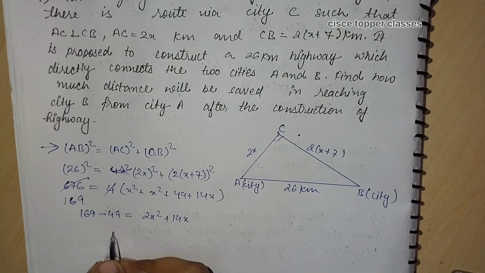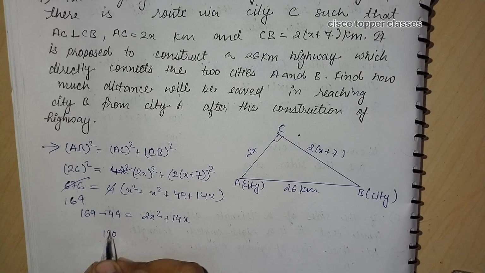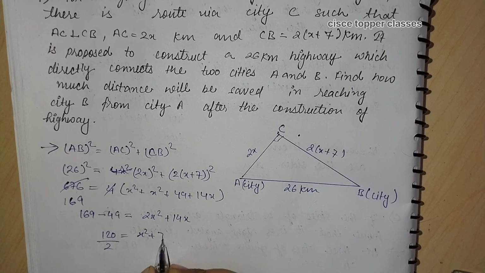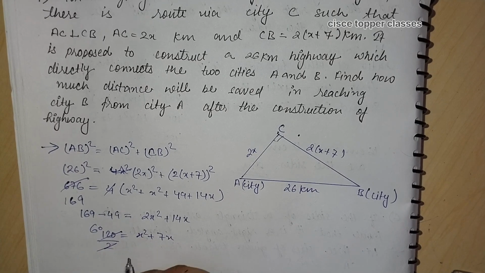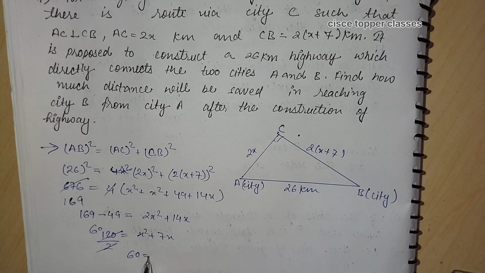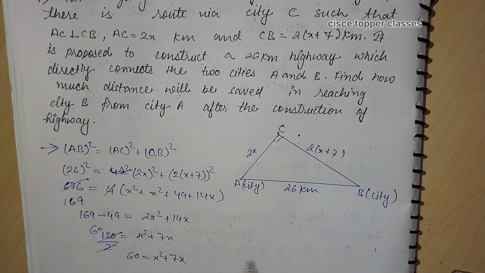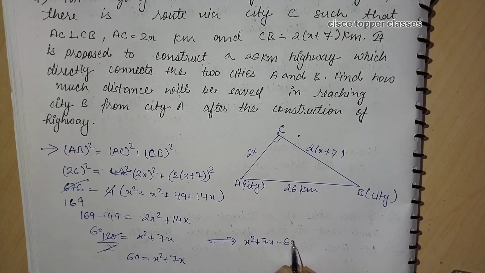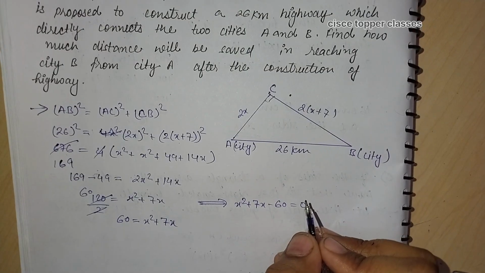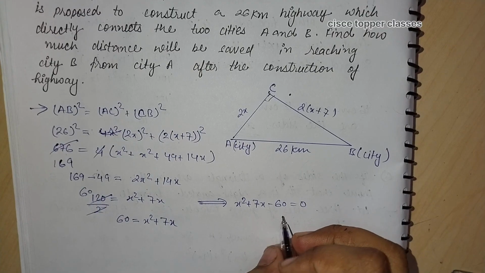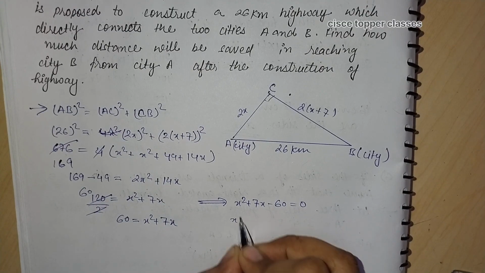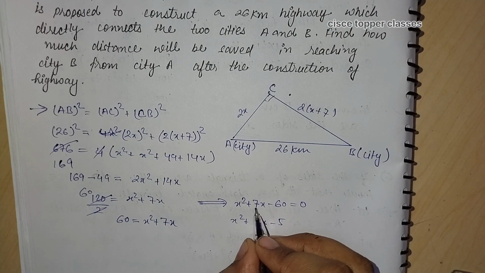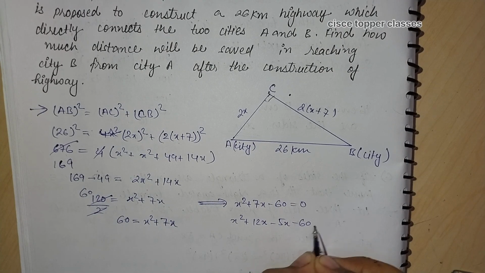On subtracting this part we will get 0, and 16 minus 4 will be 12, and 120 divided by 2 will be 60, and here we can write this part as x square plus 7x. Now we will write this as x square plus 7x minus 60 equal to 0. We can write it as x square plus 12x minus 5x minus 60 equal to 0, because 12 into 5 is 60 and 12 minus 5 will be 7.